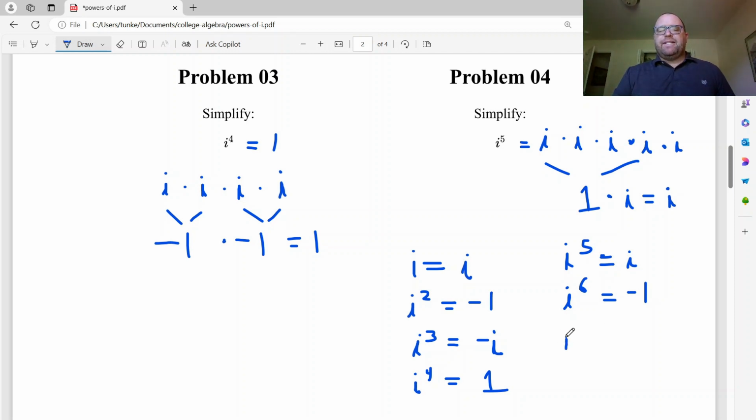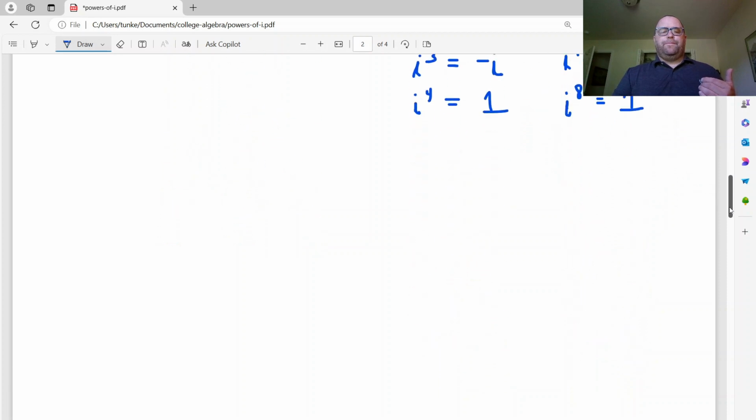Okay. i to the seventh. We have -1 times i, so it's -i. And i to the eighth, well, that's negative i times i. That gives you back to 1 here. So we have this cycle that we go through for each 4 values of i. So we're going to use that as we progress in our problem. So let's keep going.